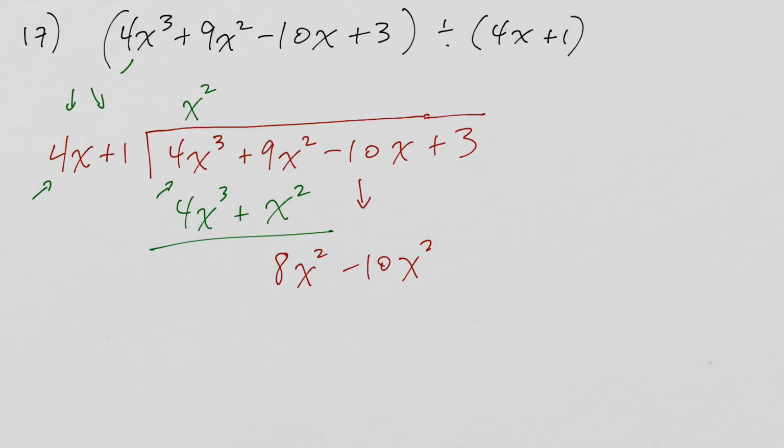Again, I only look at the first term when deciding what to put up top, and it's a +2x. So now I can multiply, and I get 8x squared plus 2x. That's easy enough to subtract without flipping any signs. -10 minus 2 is a -12.